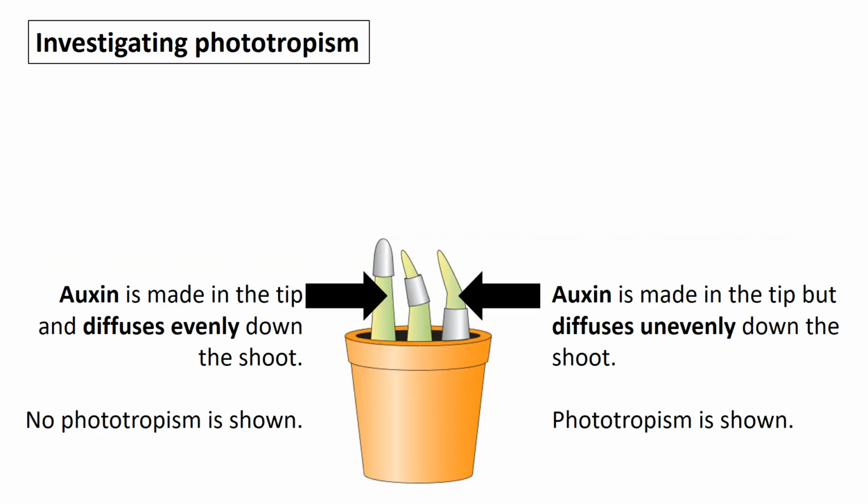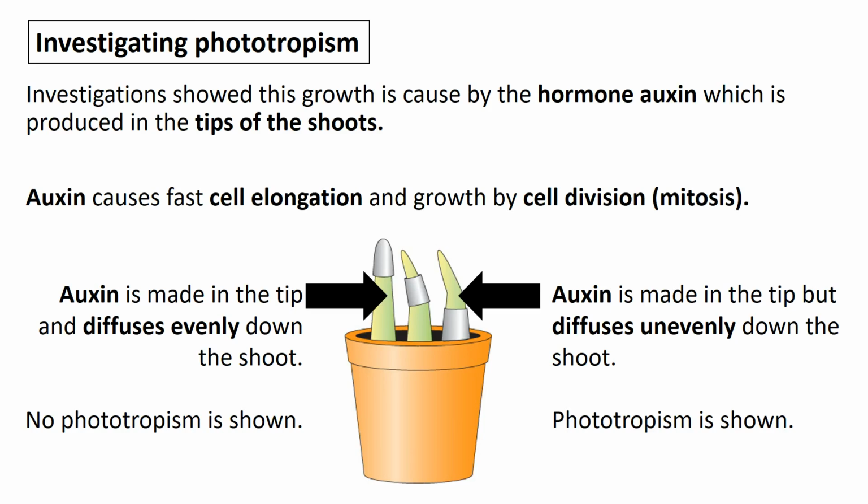Further experiments showed that this growth is caused by a hormone called auxin, which is produced in the tips of the shoots. The auxin will cause cells to elongate and grow by cell division. If you can see this diagram, it shows that auxin made in the tip when the shoot was covered will diffuse evenly down the shoot, which is why you had straight growth. But with the tip uncovered, the auxin was produced in the tip, but it diffuses unevenly down the shoot. So we get phototropism, shown with the shoot bending towards the light.